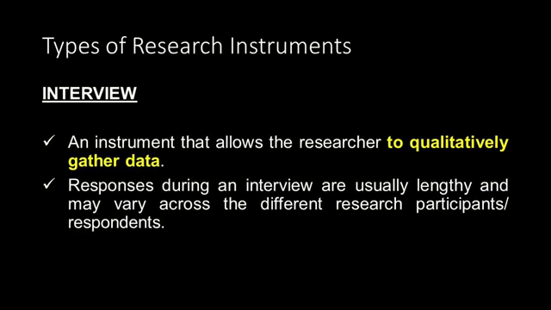Next, we have an interview. An interview is an instrument that allows the researcher to qualitatively gather data. Why is this so? The questions in an interview are not created in such a way that the answers are going to be very specific or very consistent. Most of the time, the responses in an interview are lengthy and may vary across different research participants or respondents.